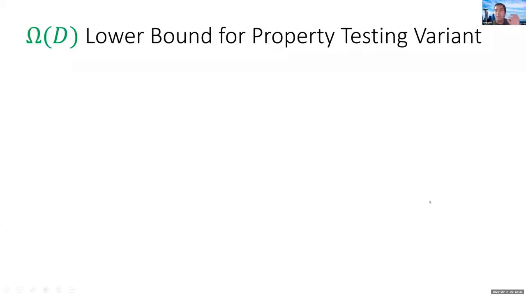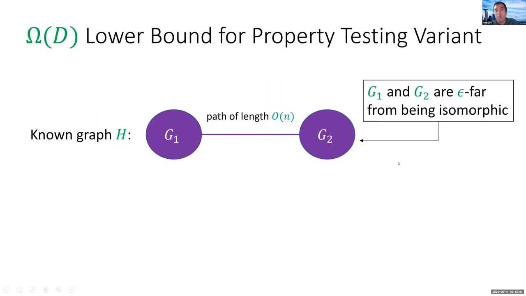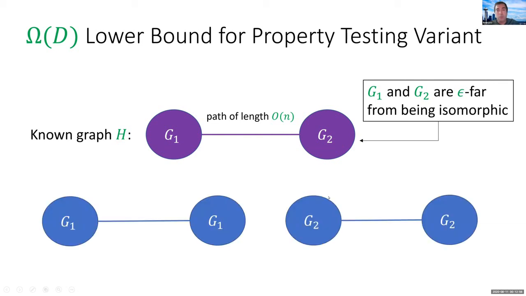So let's, in 2 seconds, get the gist of this lower bound argument, and it goes as follows. So first, the known graph H is constructed from two subgraphs, G1 and G2, which are epsilon far from being isomorphic to each other, and there is a path of length O of n that connects these two. Now let's consider two possible networks, namely the unknown graphs, one that is constructed from two G1s and the other one which is constructed from two G2s.